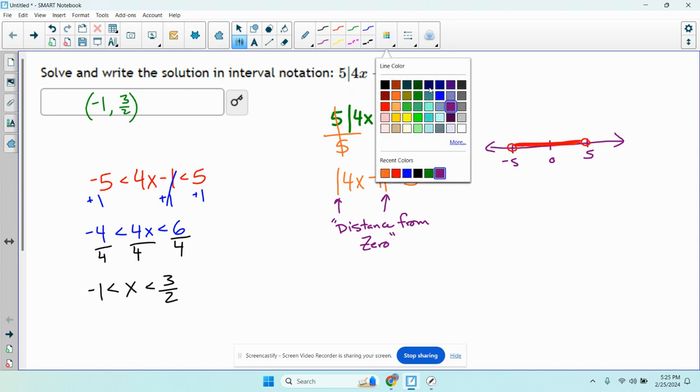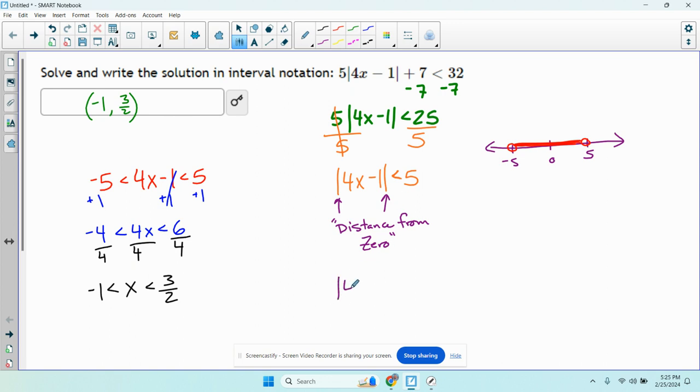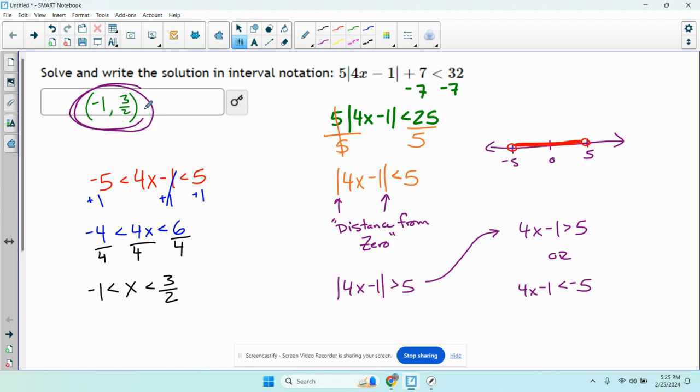Again, if the problem was, let's just say it was 4x minus 1 is greater than 5, that would mean that either 4x minus 1 is larger than 5 or 4x minus 1 is less than negative 5. And you would solve both and write your solution as two intervals. It would be the interval you get here and the interval you get here, the union of the two. But for this problem, this is the solution.